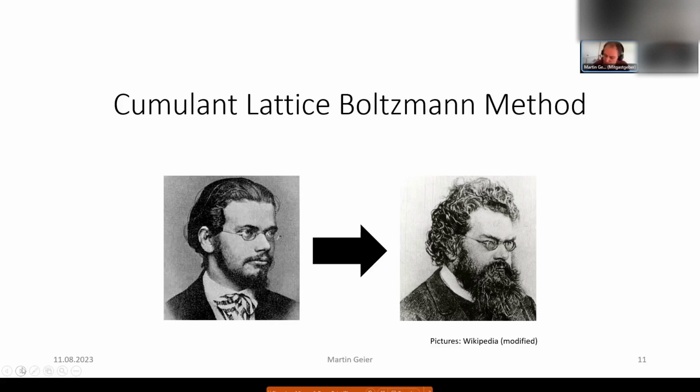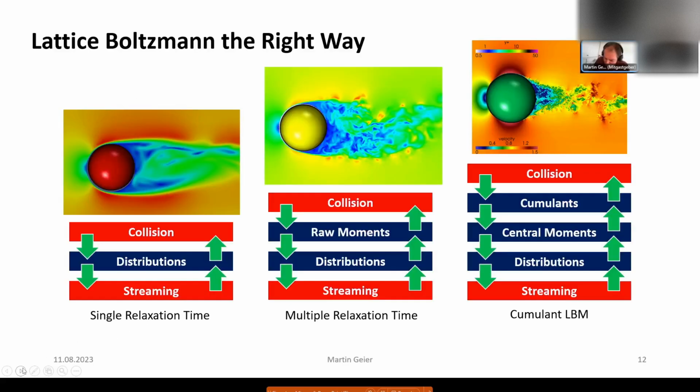And now we come to the Cumulant lattice Boltzmann method. The idea behind this is, okay, so this is of course Mr. Boltzmann, and we want to go from just a laminar Boltzmann to a turbulent Boltzmann. For this we need to investigate a little bit into the lattice Boltzmann method itself. So there are different ways of doing lattice Boltzmann. The one that is pretty common is the single relaxation or BGK collision operator, which is very straightforward. It streams distributions and it does collision.